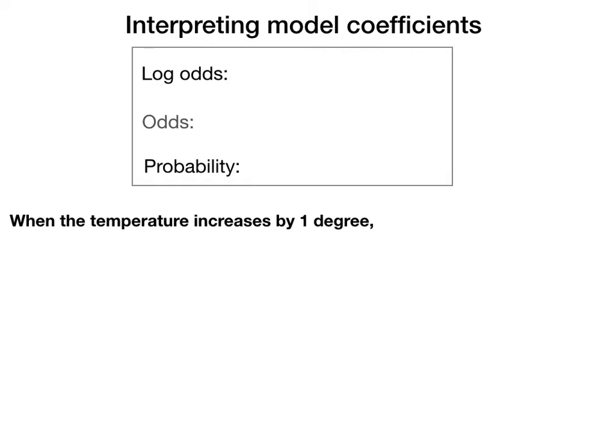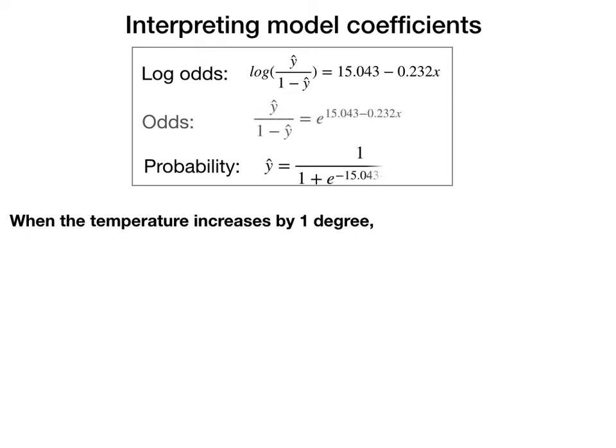Now let's actually interpret the model coefficients. We have talked about how log odds and probability will change when x increases, but how exactly are they changing, or how fast are they changing? Now let me put the formula for log odds and probability in the box. So I have grayed out the formula for odds, because this is less often used. We usually use the first one, the log odds or the probability.